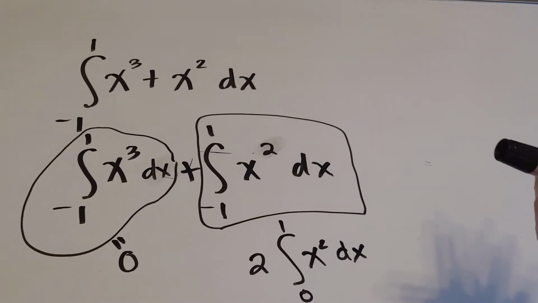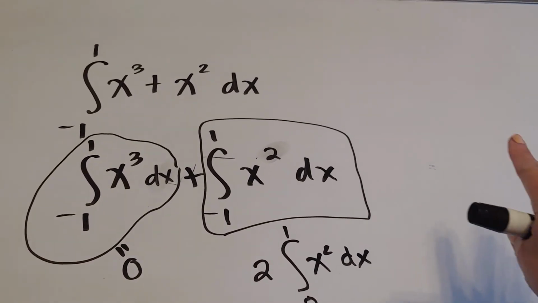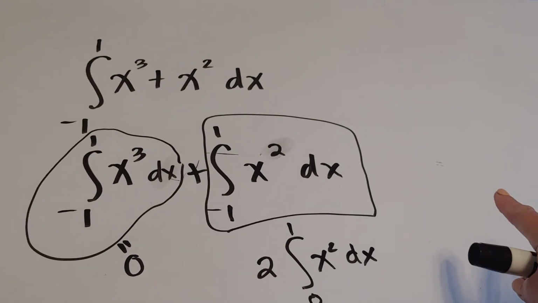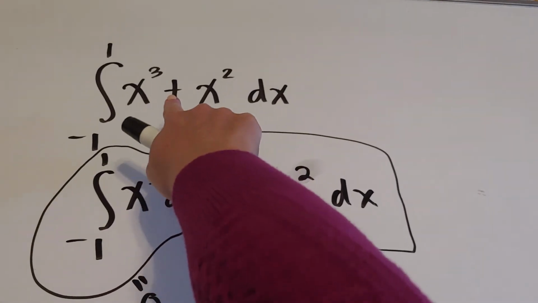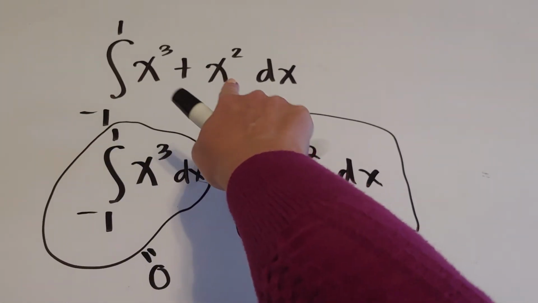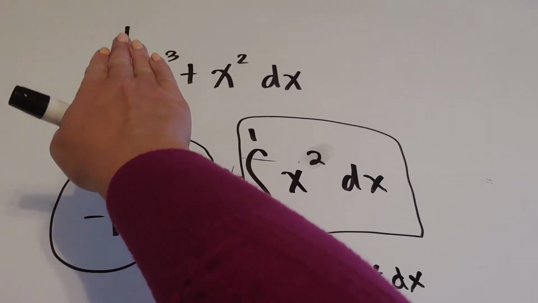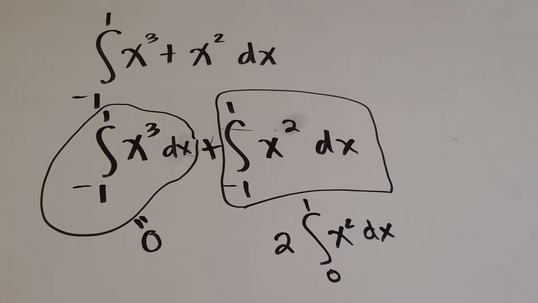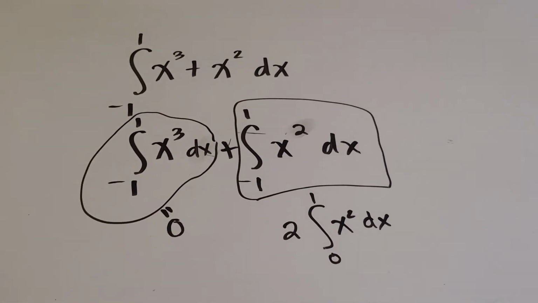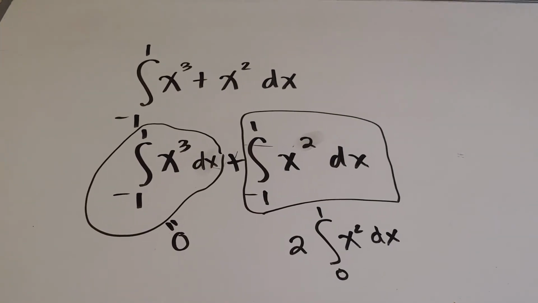So I would just caution you, if you are excited about using this rule, you can use it, but the whole thing won't equal 0. If you have a sum of parts that are odd and even, the odd parts will 0 out on the symmetric interval, but the even ones will still survive. So be careful. All right, so good luck as you use these shortcuts.